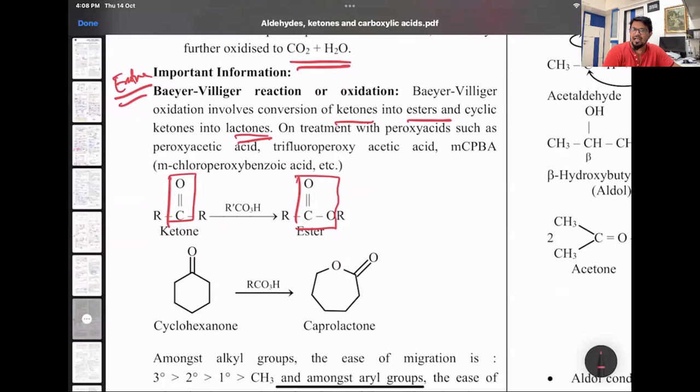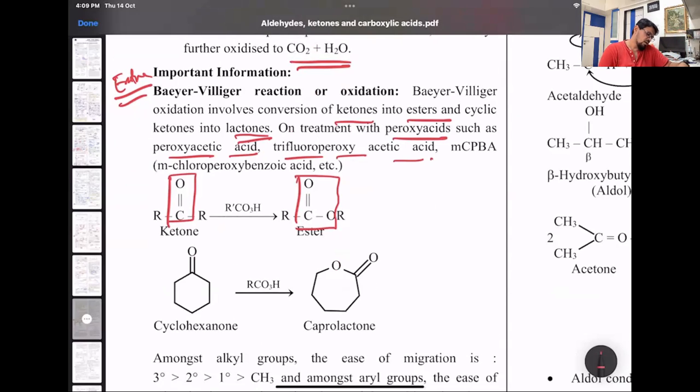Those are called lactones. This is in the presence of peroxy acids like peroxyacetic acid or trifluoroperoxyacetic acid. Peroxy means the peroxide bond compounds. So converting ketones to ester, that's called Baeyer-Villiger reaction. So write like that as an extra point.